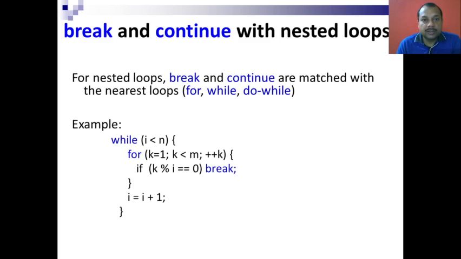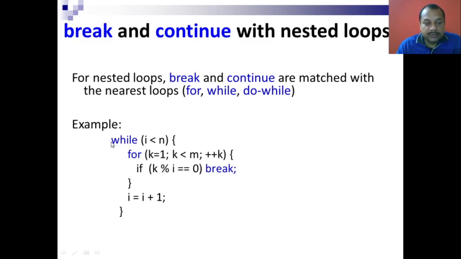So here is one example for break and continue with the nested loop. For nested loops, break and continue are matched with the nearest loop: for, while, do-while. So it is important. I also mentioned when I first introduced break to you that it will be acting on the closest loop to it. So here is one example.